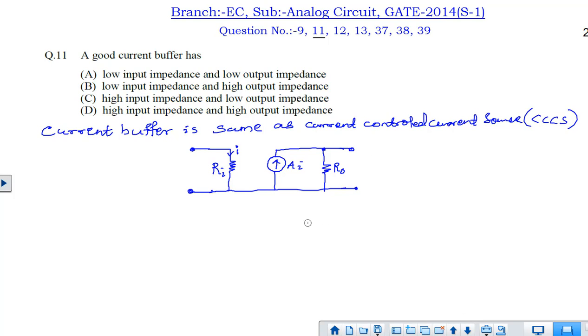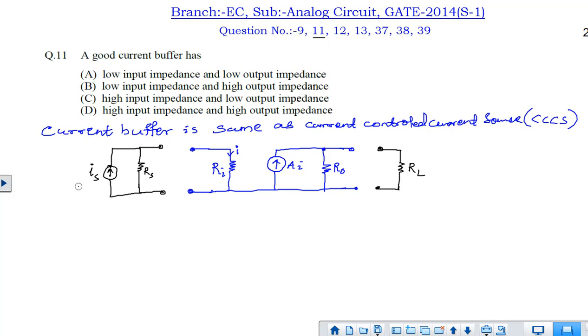We can represent the current controlled current source like this. The input resistance is Ri, the current flowing is I. Then this current dependent current source will have A times I, where A is the gain and I is the current flowing through the input resistance, and this is the output resistance. Now we will connect a source and a load to it.